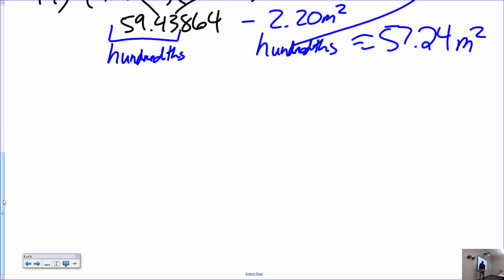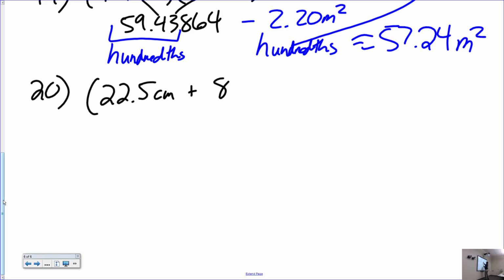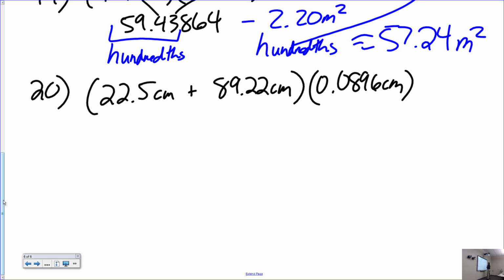So, now the other way, when you have to do the addition first, right? So 22.5 centimeters plus 89.22 centimeters times 0.0896 centimeters. So when you punch that out, you get 10.010112.